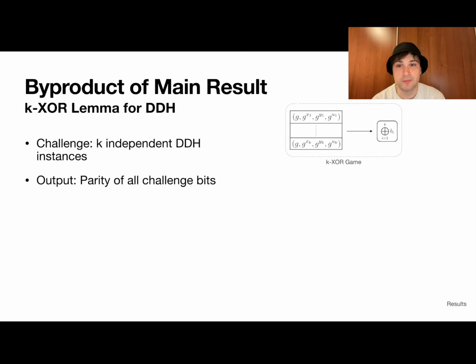In the K-XOR problem, you're given K independently sampled instances of the DDH problem, and you're expected to output the parity of all of the individual challenge bits. That is to say, in the DDH problem, if you're given G, G to the X, G to the Y, and G to the U, where U is either equivalent to Z or XY, and you're expected to output 1 if it's Z and 0 if it's XY, now we're given K instances, X1, Y1, U1, up to XK, YK, UK, and we're expected to output the XOR of all of the bits B1 through BK.